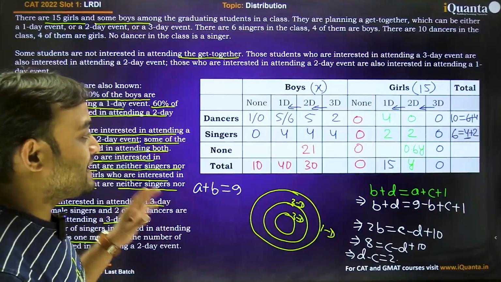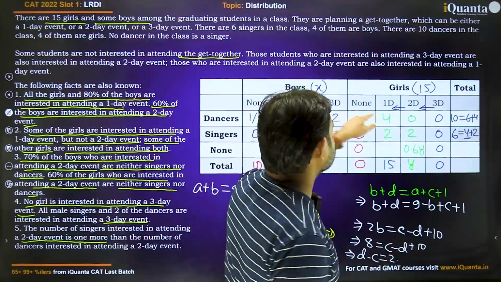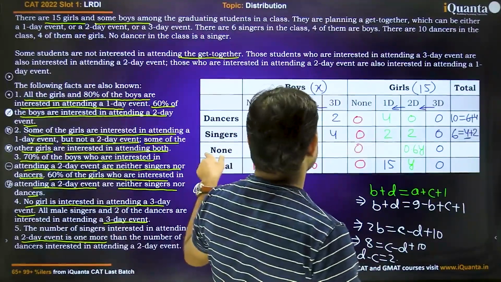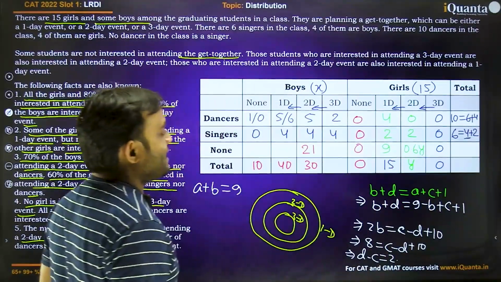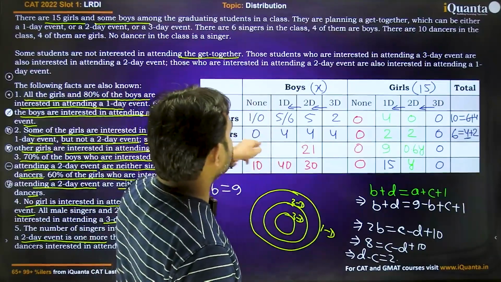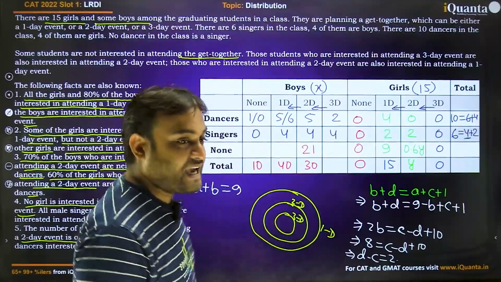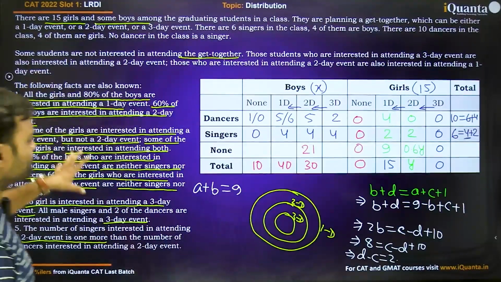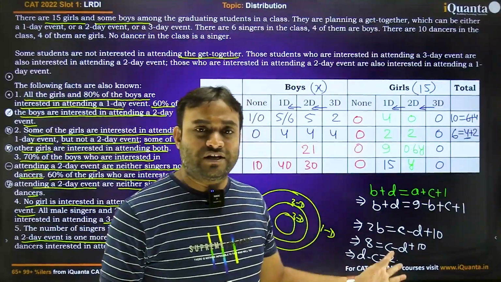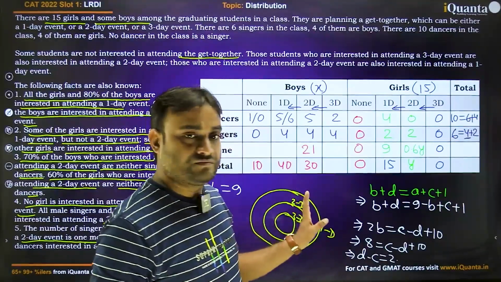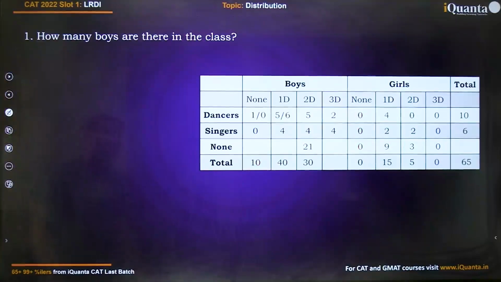Now, we can see that in the case of girls who are interested in the 1-day event, dancers are 4, singers are 2. So, none of these must be 9, and in this case we do not have enough information to fill the data. These are all the information. As you can see, I have done nothing but take all the information and put it into a table. There is not much equation to discuss or much logic to put in. So, using this table, now we are going to discuss all the questions. Let us see.